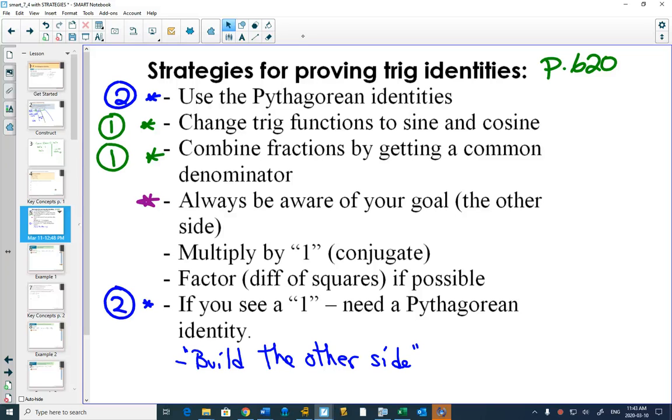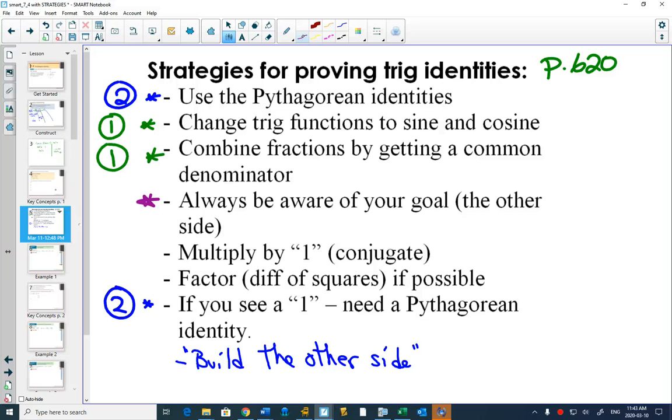So being aware of what the other side is, in fact, the right side is giving you hints for what you should do on the left side. And the left side is giving you hints for what you should try on the right side. So being aware of what's on both sides is really going to help you.